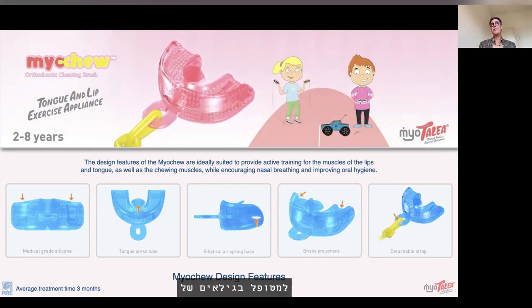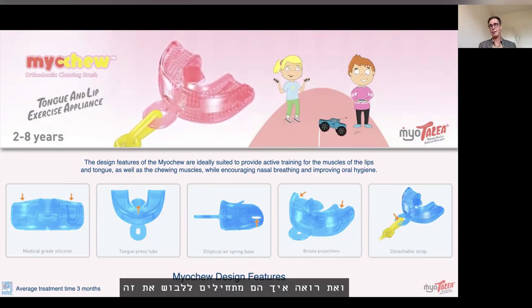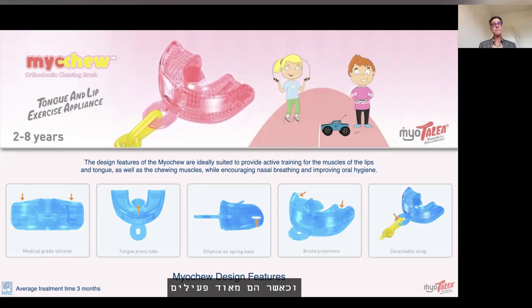A patient of 2-3 years of age, you don't give too many instructions. You give the appliance and you see how they start wearing it. And when they are very active and willing to wear it, you can switch from MyoChew to Myosa KS1 or KS2.